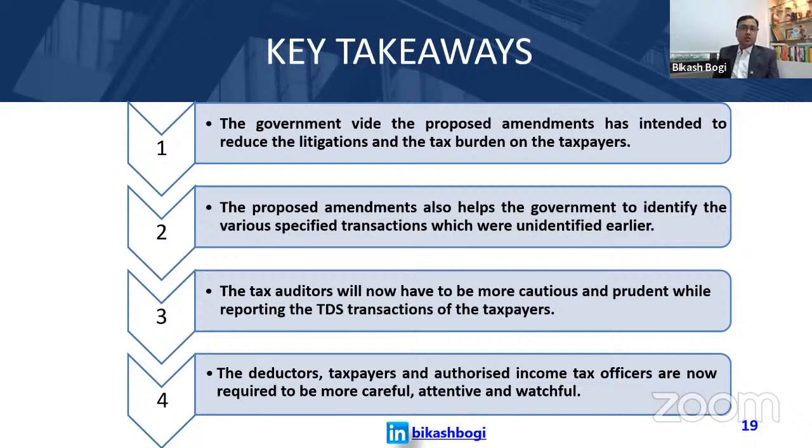So the takeaway: the government has brought lots of changes. They have streamlined the TDS provisions to the extent possible, but still the TDS provisions are a little bit complex. Being a tax manager or an accountant of a particular organization, it is your duty to understand everything and keep in step with the government to follow these compliances. Through these amendments, the government tries to simplify things as much as it can.